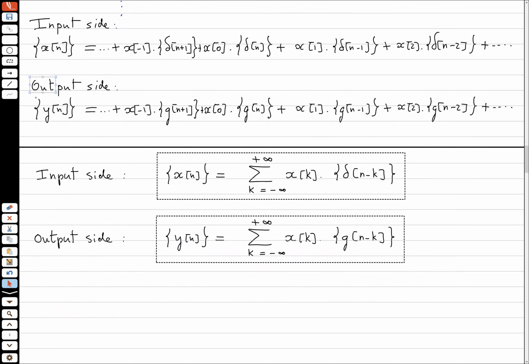What is nice about this formula is that it gives you the response of the system to every x. So this result, we want to make it beautiful, so we're going to put that in a theorem.